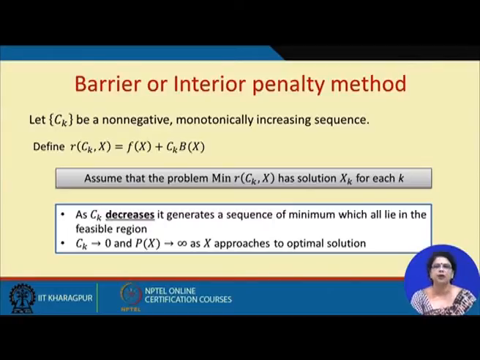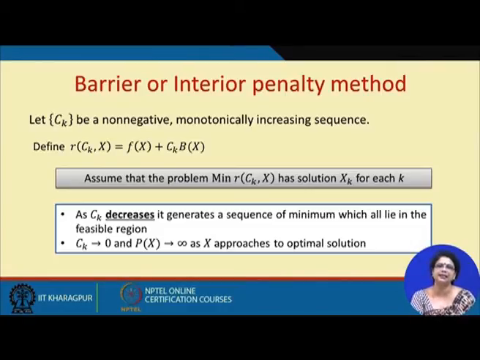Now, C2 will be considered, and C2 must be less than C1. Then only we can move towards the boundary of the feasible region. That is why in this method, instead of increasing C, we have to decrease C.